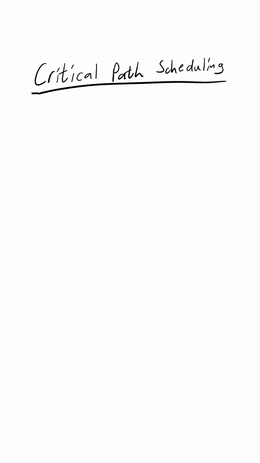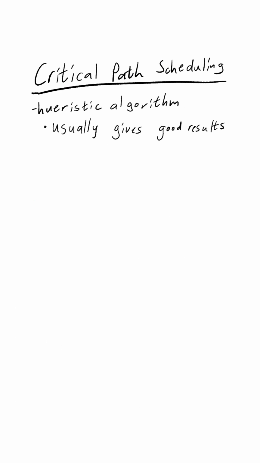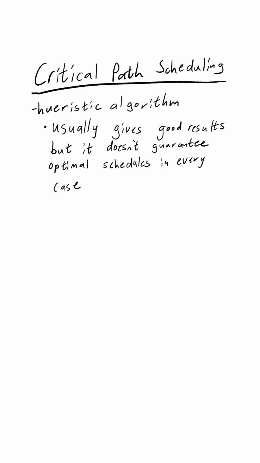Critical path scheduling is a heuristic algorithm. It usually gives good results, but it doesn't guarantee optimal schedules in every case. Its main purpose is to give you something solid to work from, especially when scheduling gets complicated.